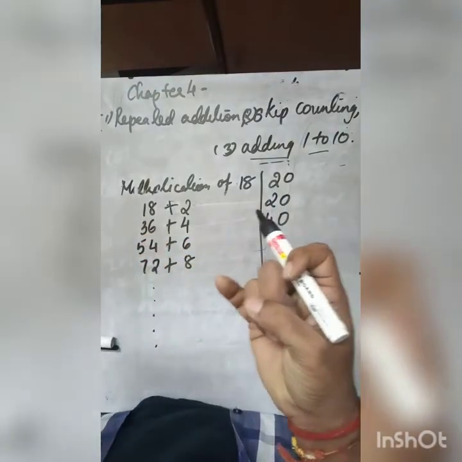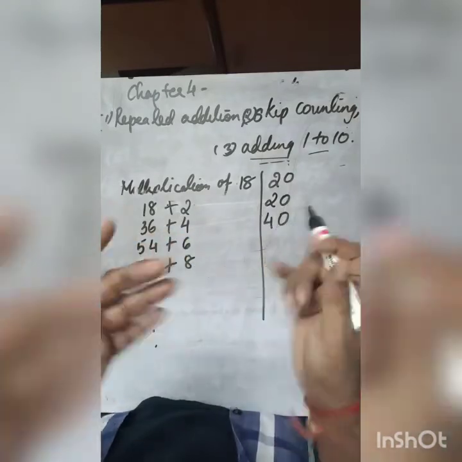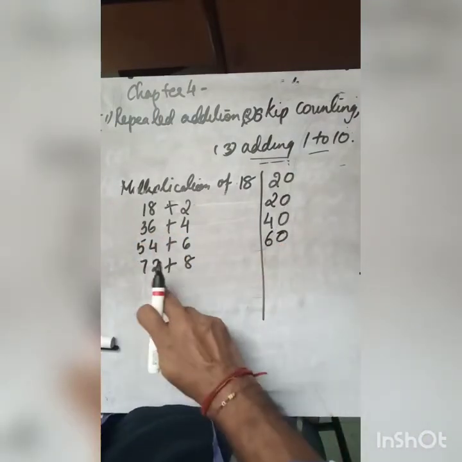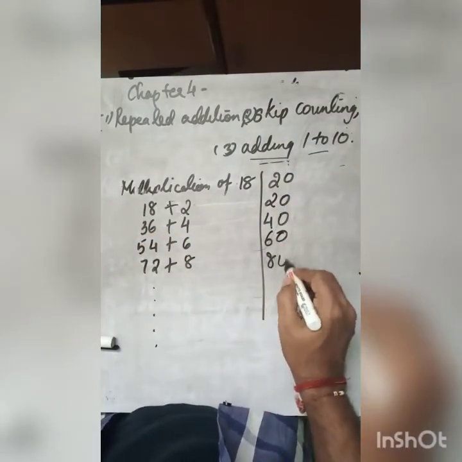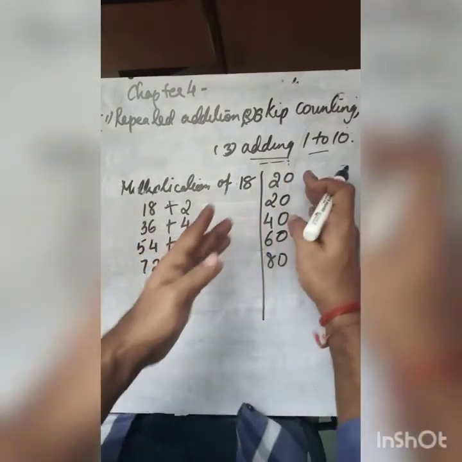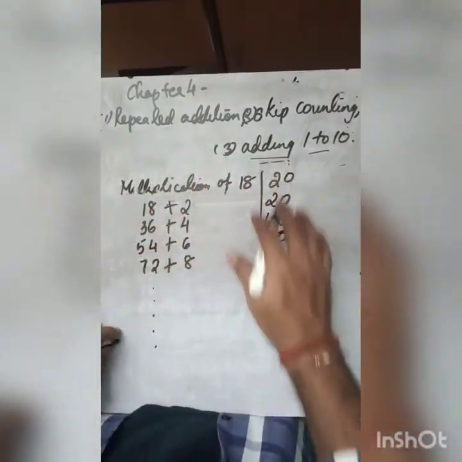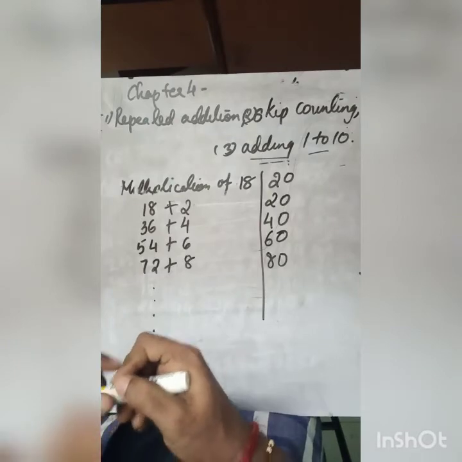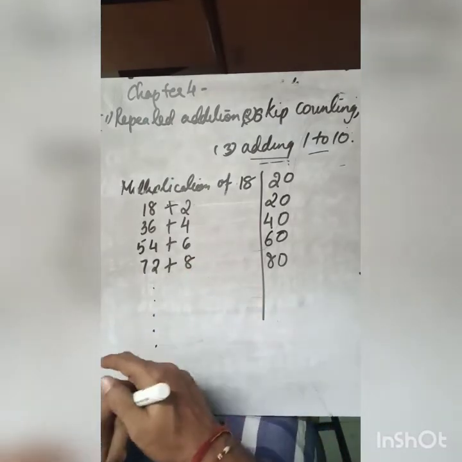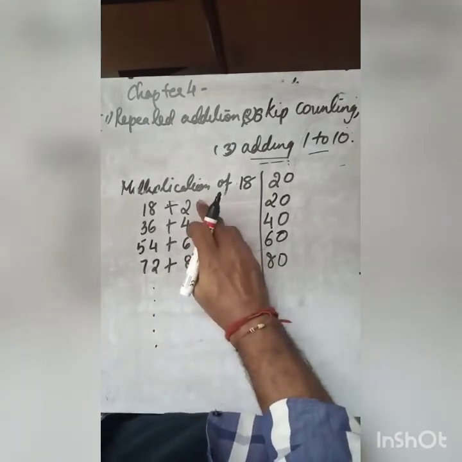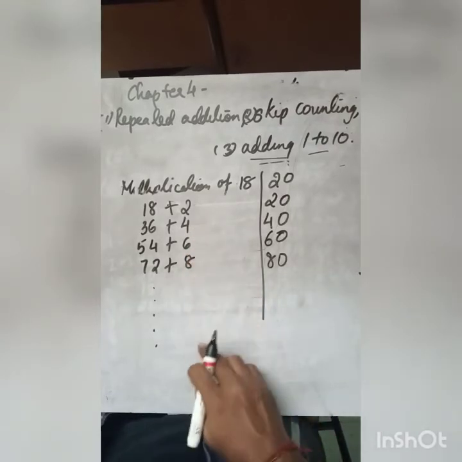72 plus 8 will give me 80. So when I'm adding this, I'm automatically getting the table of 20. So this method is called adding 1 to 10. So you need to do the homework where you need to do 1, 2, 3, 4. You need to do 6 more steps.